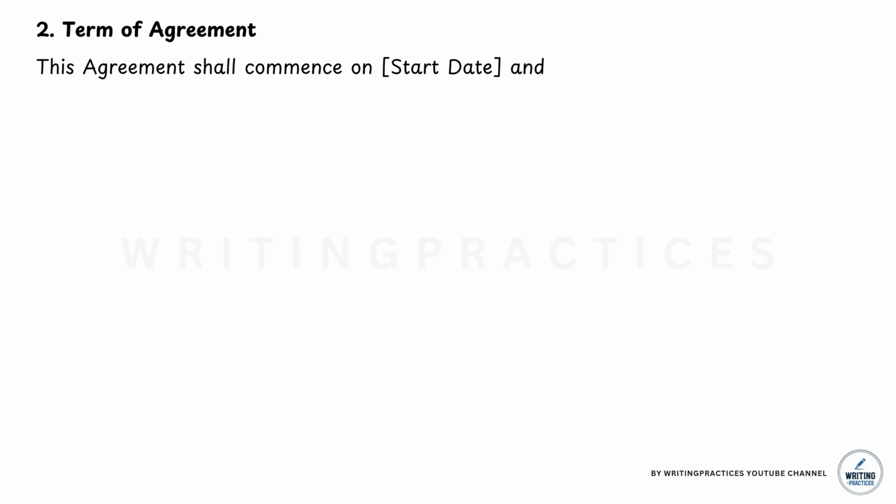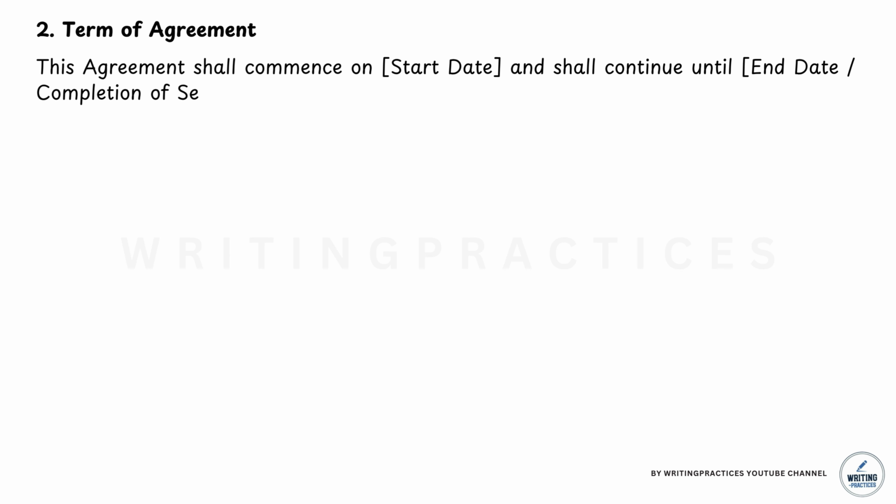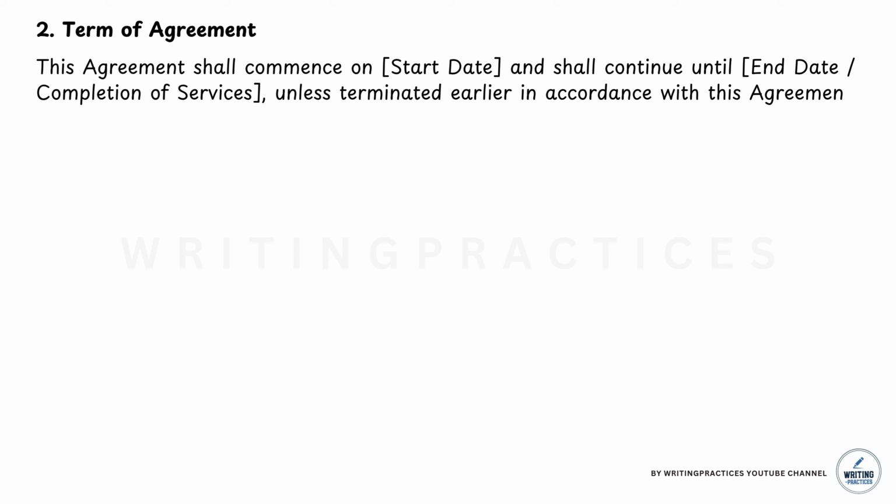Point number 2. Term of agreement. This agreement shall commence on start date and shall continue until end date or completion of services, unless terminated earlier in accordance with this agreement. In this section, you specify when the contract starts and ends. You need to include clear dates or conditions for completion. This is important because it sets the timeline of the working relationship. Legally, it defines when obligations begin and end.